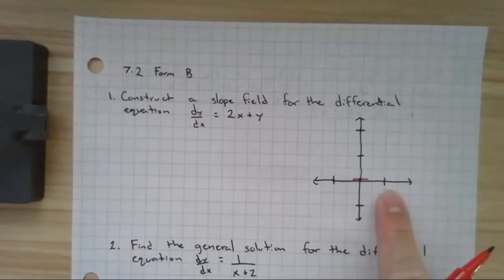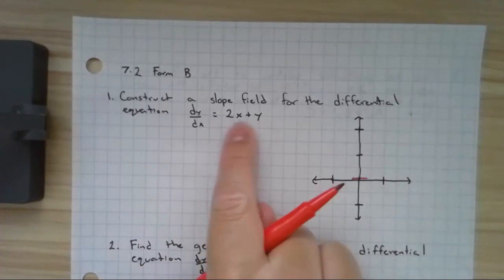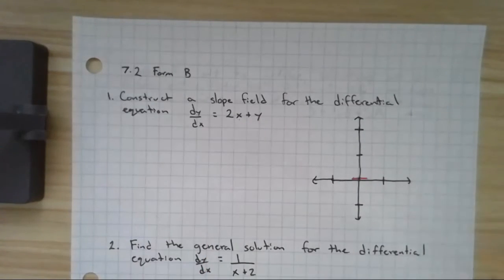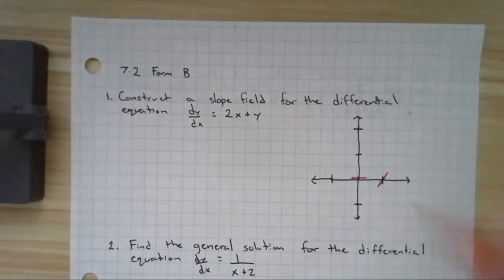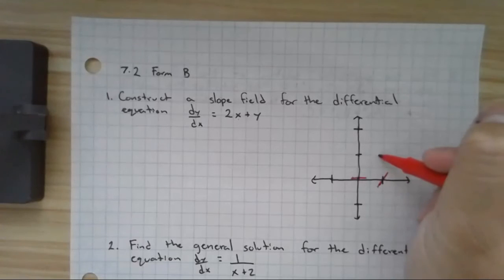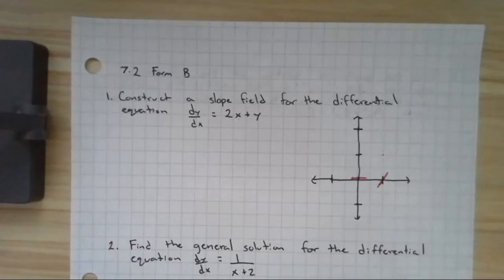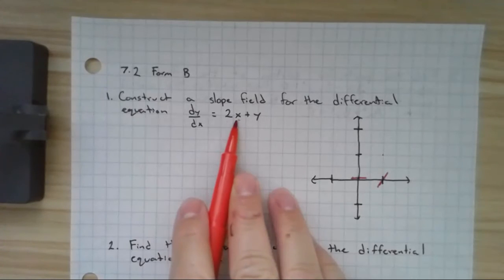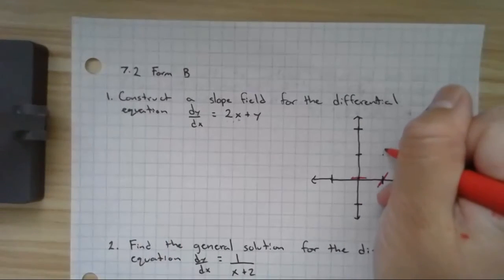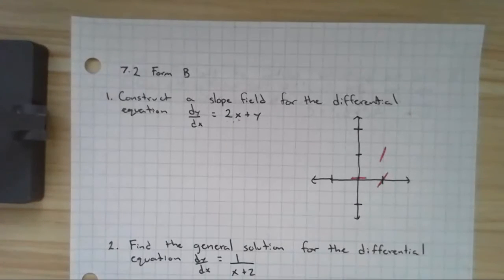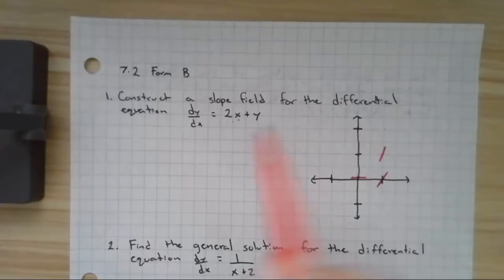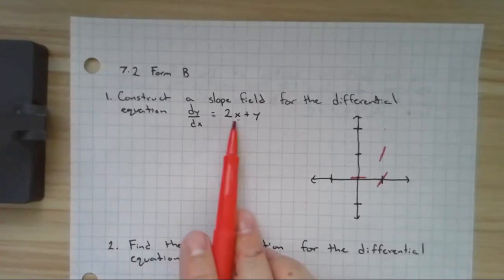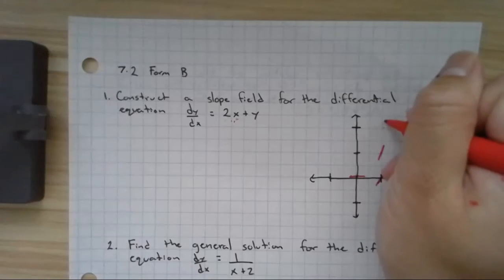Here I have an x value of 1, a y value of 0. So 2 times 1 is 2 plus 0, you just get 2. So that slope will be something like that. Let's go with this one now. X value of 1, y value of 1. So 2 times 1 is 2, plus 1 you get 3. So an even steeper one. And then up here you have x value of 1, y value of 2. That's going to give me 2 plus 2, which is 4. So even steeper.